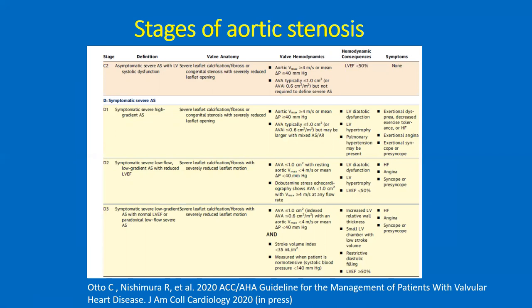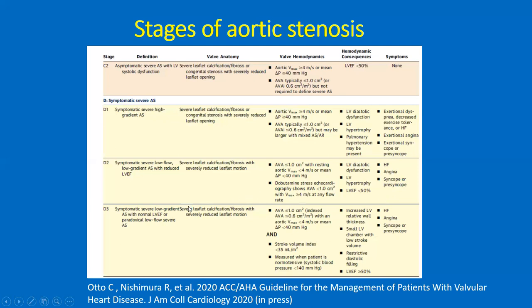In this case, a low-dose dobutamine stress echo is recommended to determine if the patient has pseudo or severe aortic stenosis. The ejection fraction is less than 50. Left ventricular hypertrophy and diastolic dysfunction might be present, and the patients have not only exertional symptoms, but even at rest, they can have angina and they can develop syncope or heart failure.